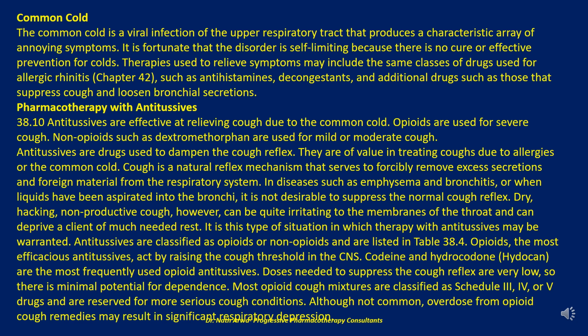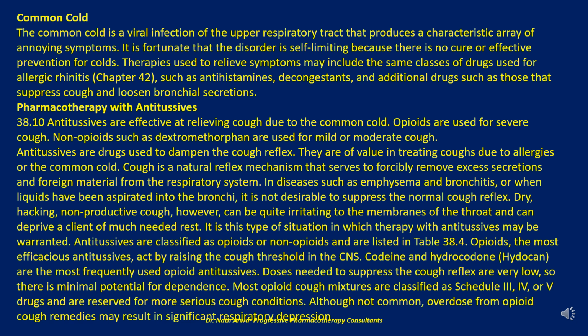Antitussives are classified as opioids or non-opioids and are listed in Table 38.4. Opioids, the most efficacious antitussives, act by raising the cough threshold in the CNS. Codeine and hydrocodone, marketed as Hycodan, are the most frequently used opioid antitussives. Doses needed to suppress the cough reflex are very low, so there is minimal potential for dependence.